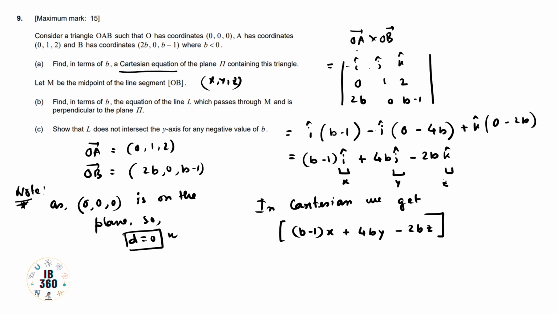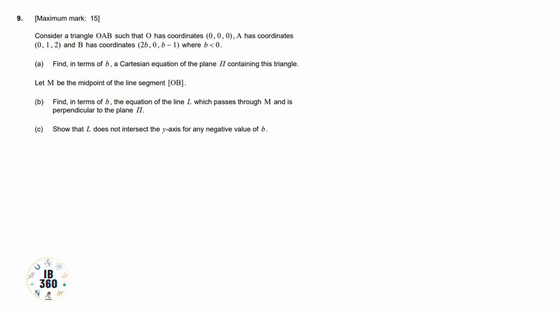So now we will move towards the next problem. This is again a very simple problem. Let M be the midpoint of the line segment OB. So what was OB? OB was 2b comma 0 comma b minus 1. Just assume this particular part is OB and this is the midpoint M. So what will be the coordinate of the midpoint M? Ultimately M will be half the coordinate of OB.